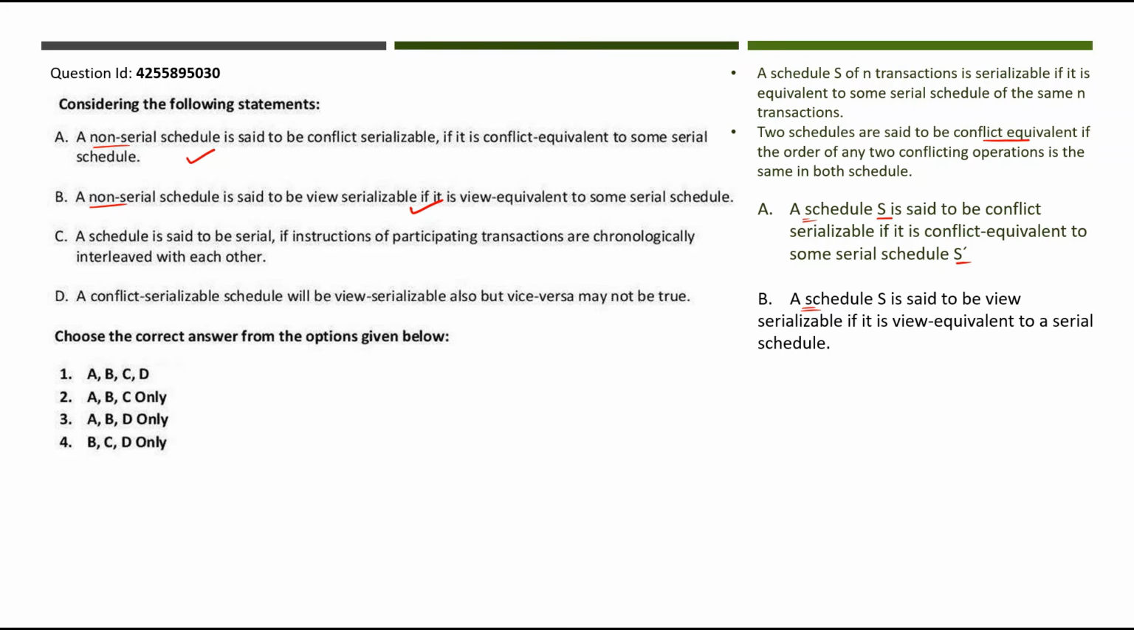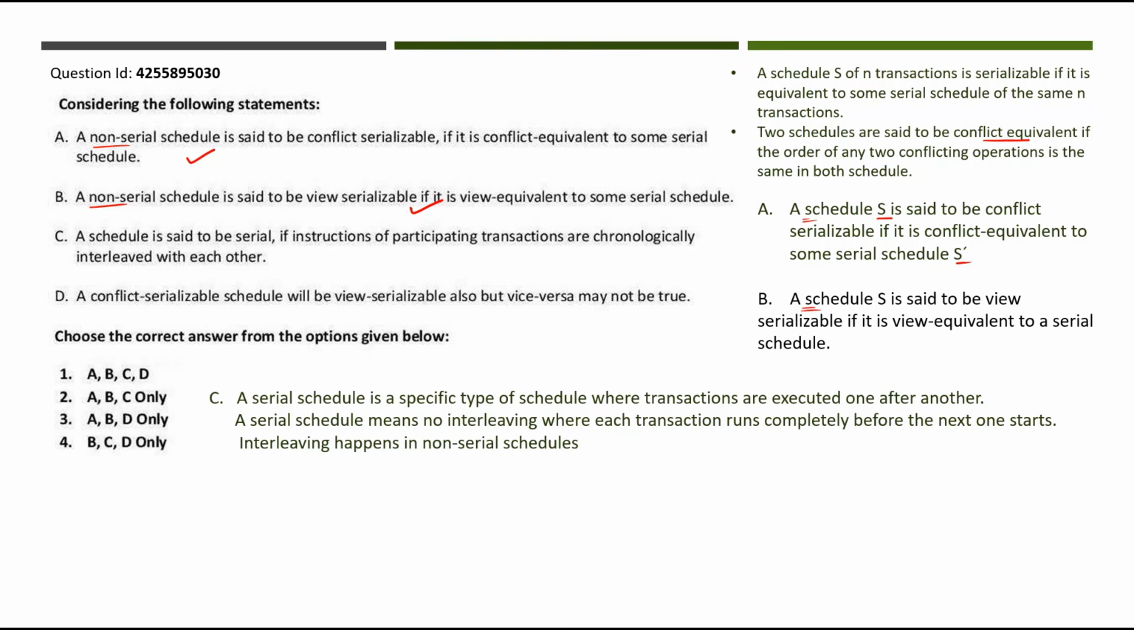Now let's go for C statement. A schedule is said to be serial if instructions of participating transactions are chronologically interleaved with each other. A serial schedule is a specific type of schedule where transactions are executed one after another. So here they say the schedule is said to be serial. Serial means it will be executed one after the other. A serial schedule means no interleaving where each transaction runs completely before the next one starts. Interleaving happens in non-serial schedules.